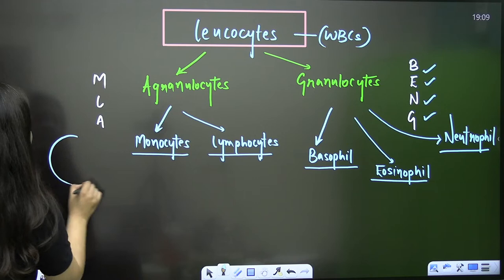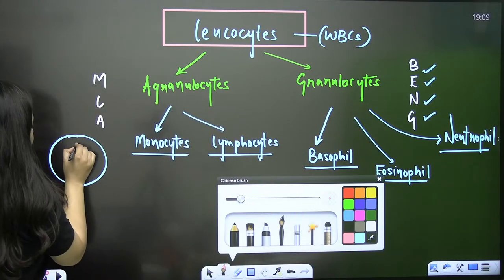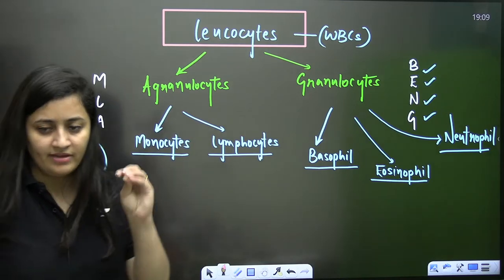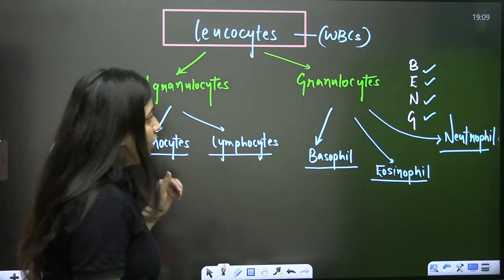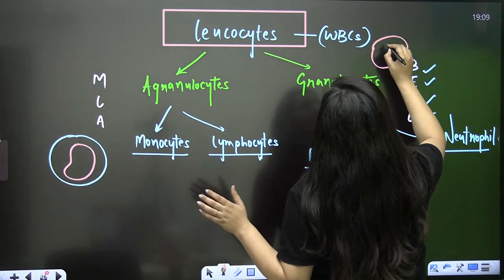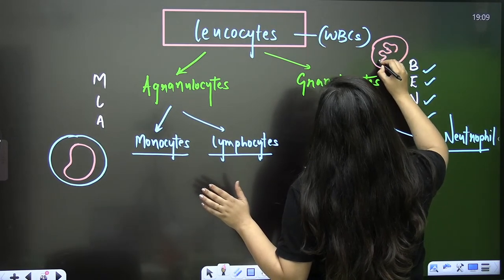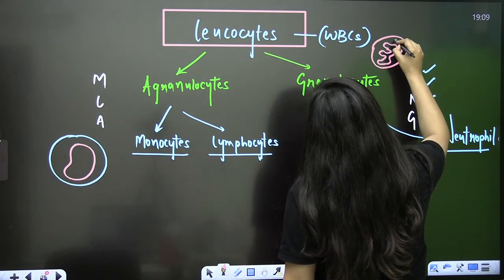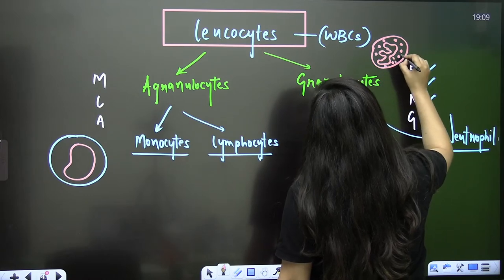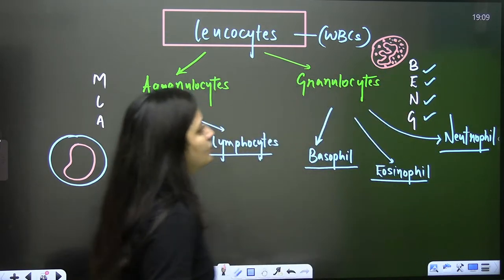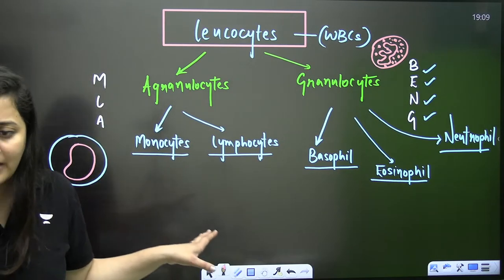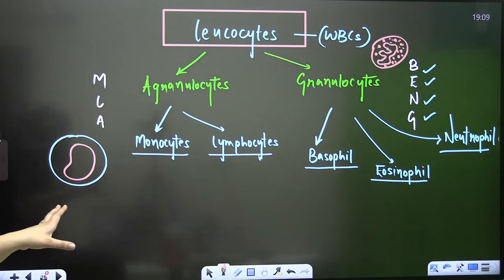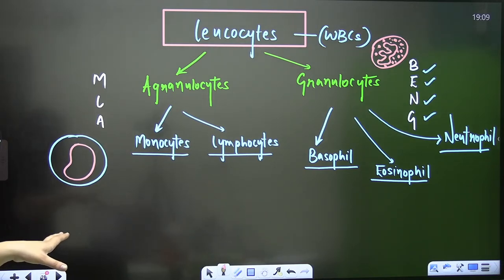Clear? Now when you look at agranulocytes, what's the point here? In the cytoplasm, you won't see any granules. When we observe the WBC structure, we talk about the nucleus, but along with that nucleus, sometimes the cytoplasm has some granules. If the cytoplasm has granules, you call it a granulocyte. If no granules are there in the cytoplasm, it will be an agranulocyte. So without granules, agranulocytes; with granules, granulocytes. And the names are Ben-G.